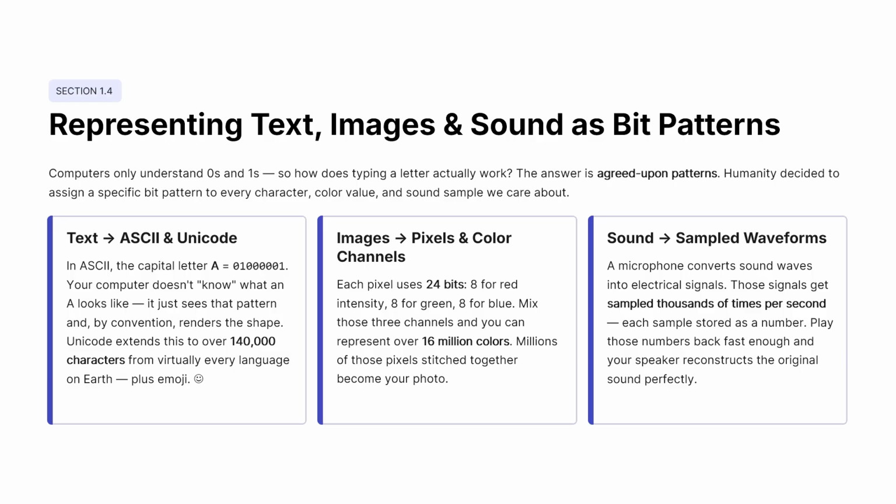Sound? Same idea. A microphone converts sound waves into electrical signals, and those signals get sampled thousands of times per second. Each sample stored as a number. Play those numbers back fast enough, and your speaker reconstructs the original sound. Everything, text, images, audio, video, is just different ways of encoding real-world information into bit patterns.